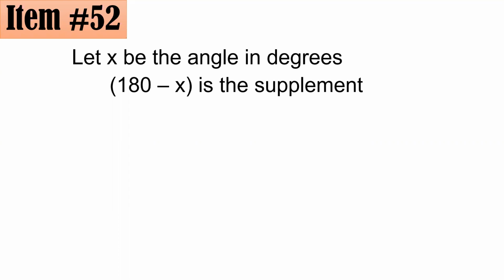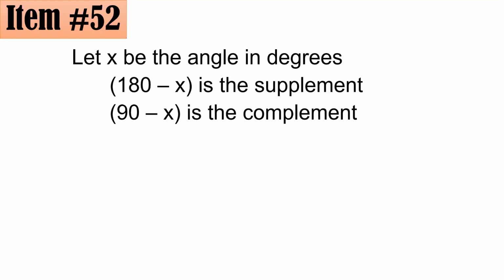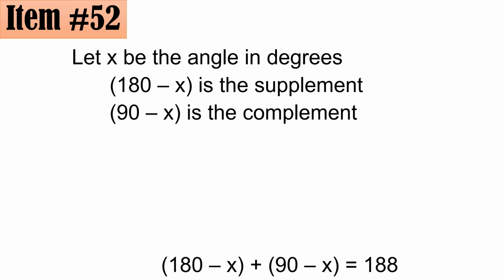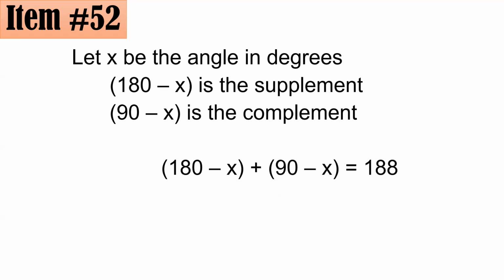90 minus x. Very good. Thank you po, Kang Ayesa. Yes, sir po? 90 minus x, sir. Tama. So we represent the complement as well as 90 minus x. And according po sa problem natin, yung sum nila ay 188. So 180 minus x added by 90 minus x is equal to 188 degrees.